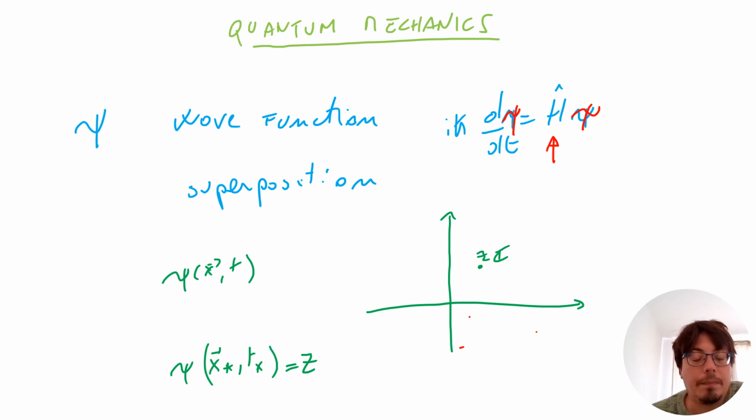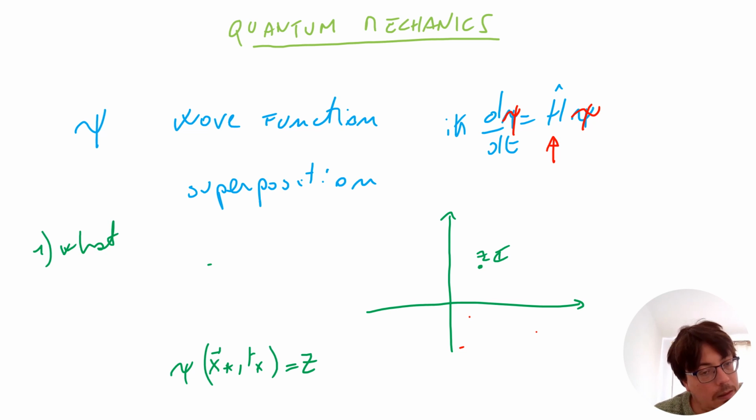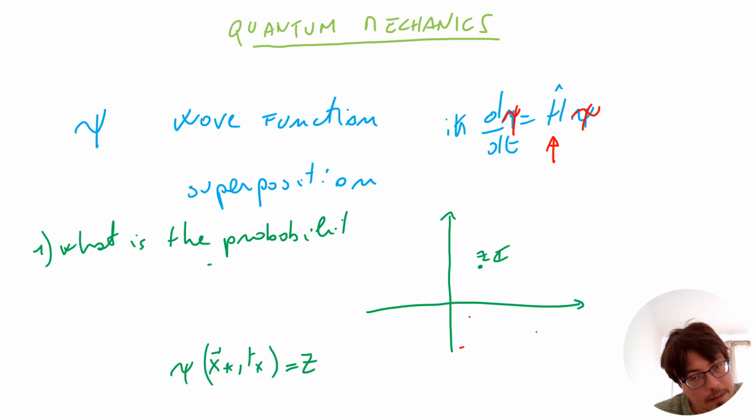what's the probability? So that's the thing. This psi answers the question: what is the probability to find the particle in x, t?